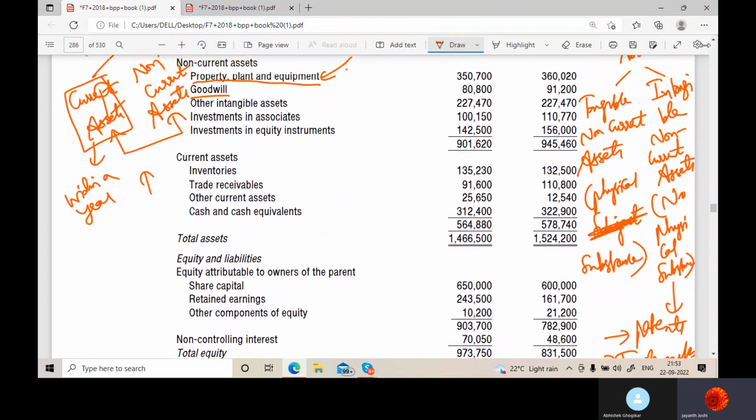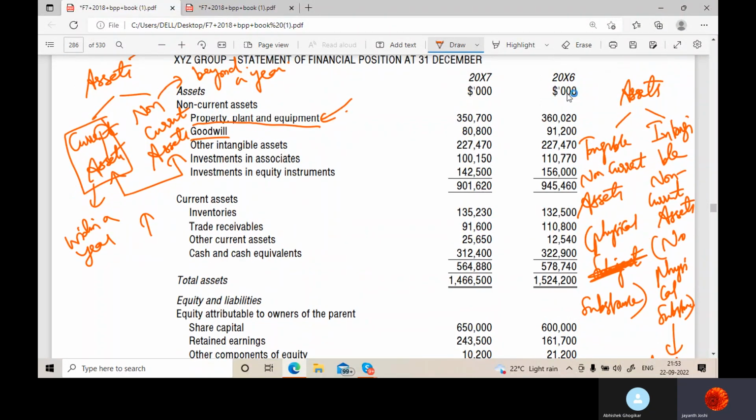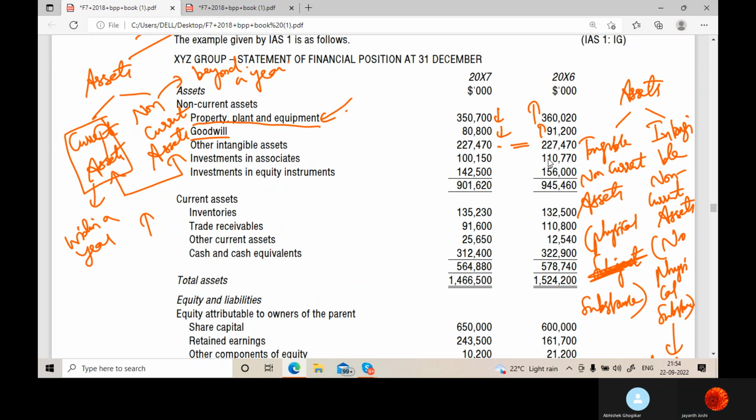Yeah. So now you can see the values. You can see the property, plant, and equipment value was high in the previous year. This year it has decreased. The goodwill was high. It has decreased. And intangible assets were almost equal. And investment value was high. It has decreased. And then investments in associates. You have to see yesterday's video to understand what is associate. And investments in equity instruments have decreased. So all this shows that the value of the business has decreased this year. The difference between these two can tell you.